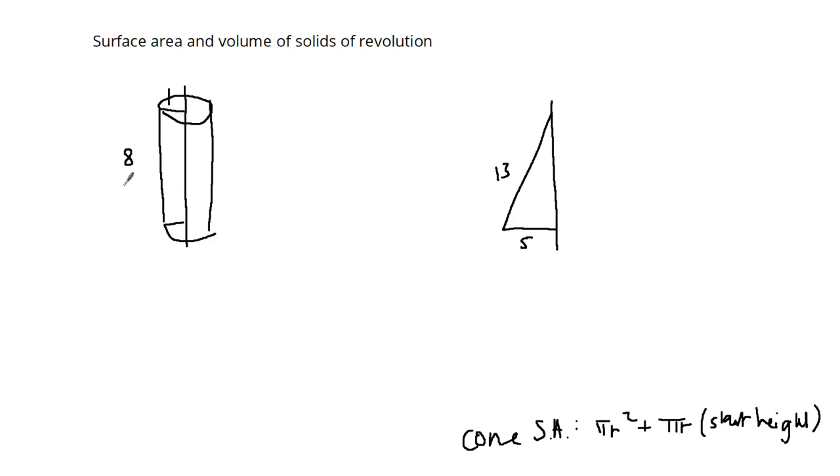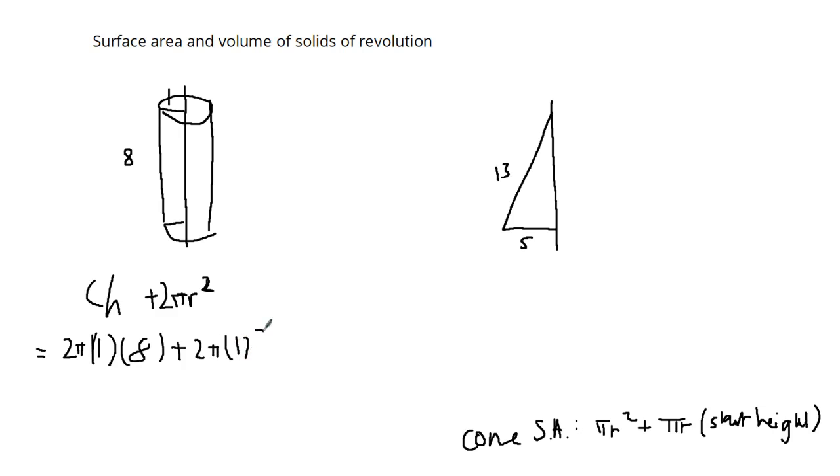So what's the surface area of a cylinder? It's the bases plus the circumference times the height. So it's circumference times the height, plus the area of the bases, so pi r squared, and then two of them. So it'll be 2 pi r times the height plus 2 pi r squared. 2 pi 1 times the height plus 2 pi 1 squared, which will get you 16 pi plus 2 pi, that's 18 pi units squared.